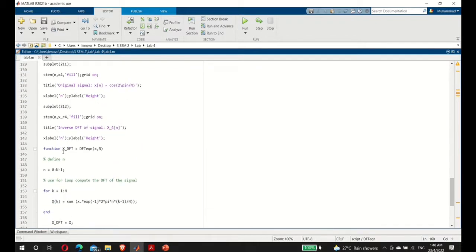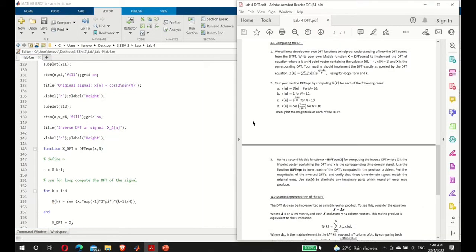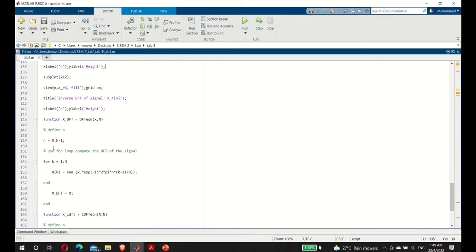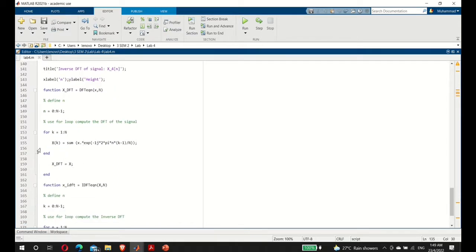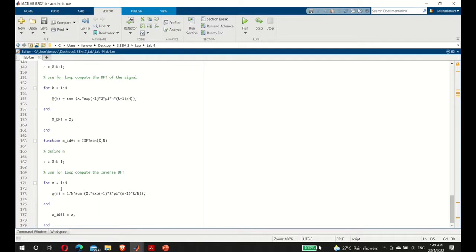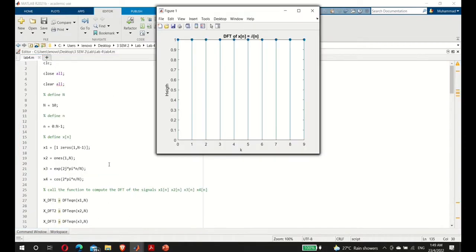For the Xk, like this one, we define n equal 0 to N minus 1, and for k equal 1 we use a for loop to compute the DFT of the signals. This is the equation for Xk, and then the function of xn like this. So we end. Now we go one by one.